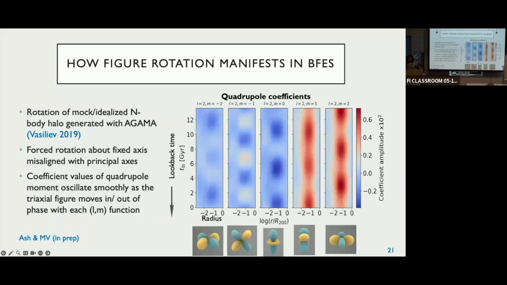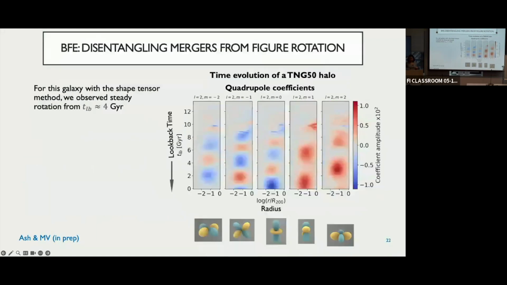TNG halos, and we picked a halo in the TNG simulations which we knew had figure rotation over the time scale measured using the shape tensor method. Okay, and so this is what it looks like. And keep in mind that for the shape tensor method, we really couldn't go much beyond 4 gigayears look back time, but this shows all the way back to the start of the simulation.